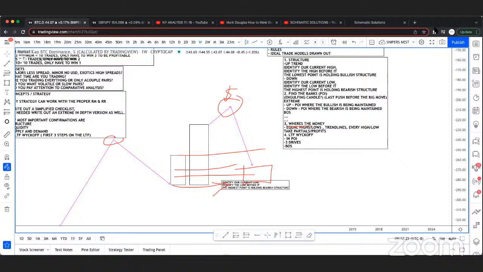Now, once we've identified all of that, then we can wait for price to come down on the lower time frame, be in or near our point of interest, and give us 3 drives minimum, and a break of structure. Once we get that minimum 3 drives and a break of structure, we can then look for entries from this last drive, 50 and 80%, to continue taking her up to the new high, obviously.